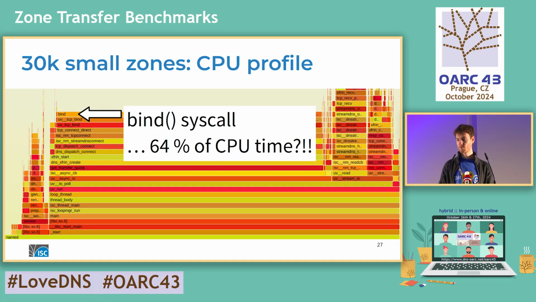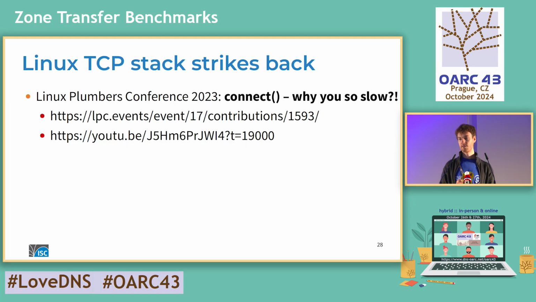OK, but why the CPU consumption? If you look at the CPU profile, we find out that basically 64% of CPU time was completely wasted in the bind syscall, which basically means that the secondary server is looking for an empty port number, but it's not finding it. So it's just looping and looping and looping, and it's just crazy. The reasons for that are complicated. I mean, you don't have time for it, so I will just refer to this excellent talk. If you ever do TCP at scale, recommended watching.